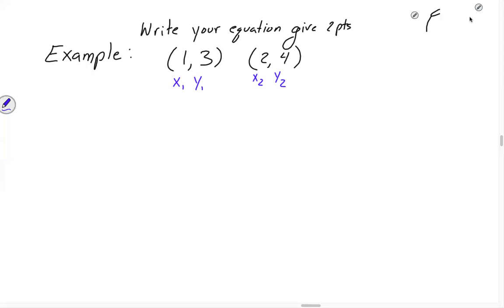Hope, what's my second step? Subtract. y2 minus y1 and then x2 minus x1. Perfect. I'm going to write my formula, which is y2 minus y1 over x2 minus x1.